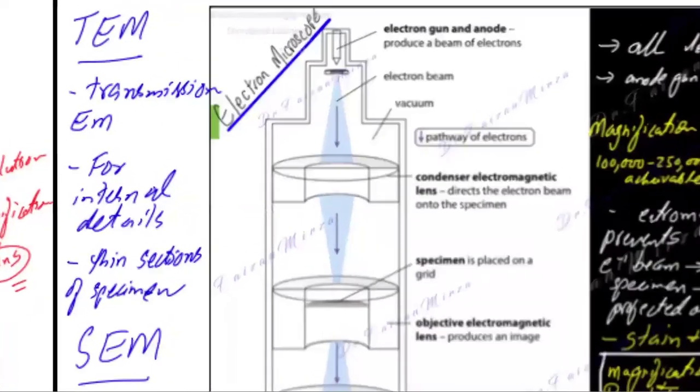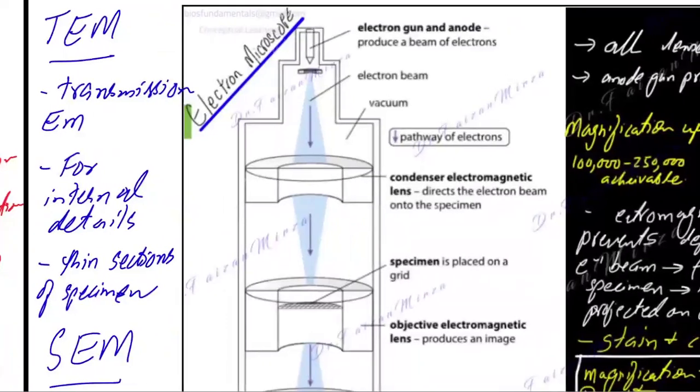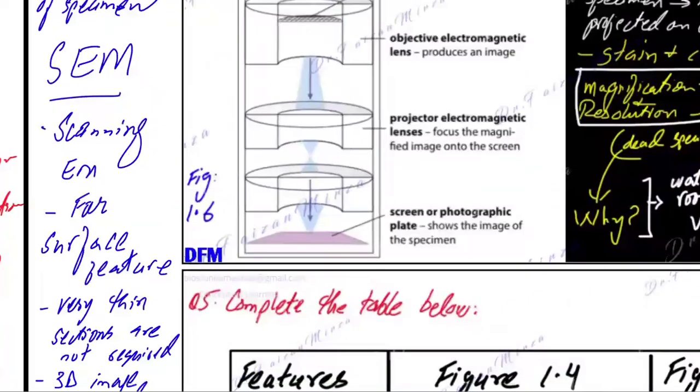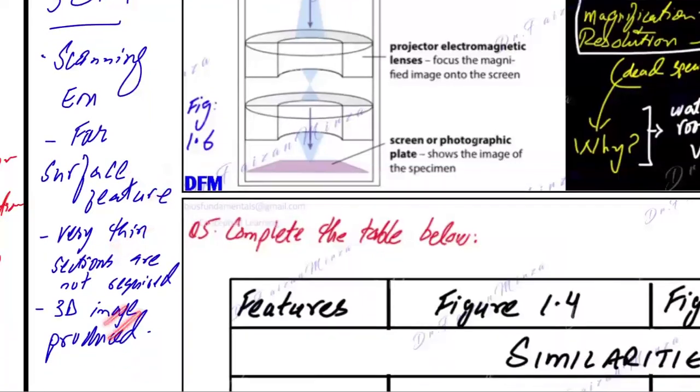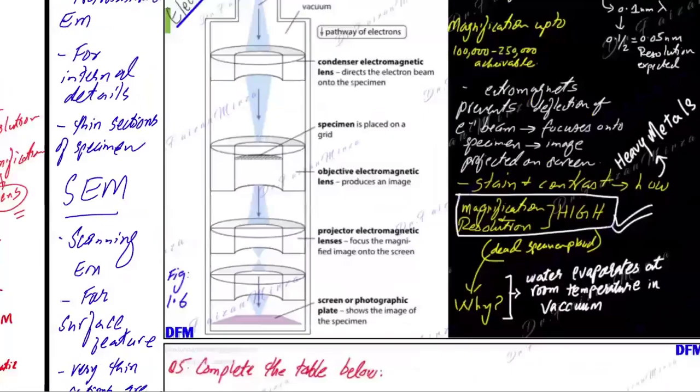Now, there are two types of electron microscopy that we discuss in our syllabus. One is TEM, transmission electron microscopy. This is for internal details, something that we have just discussed. Thin sections of the specimen are used here. The other one is scanning electron microscopy, or SEM. This is used for surface feature study. Very thin sections are not required, and it produces 3D images of the specimen that we are using.